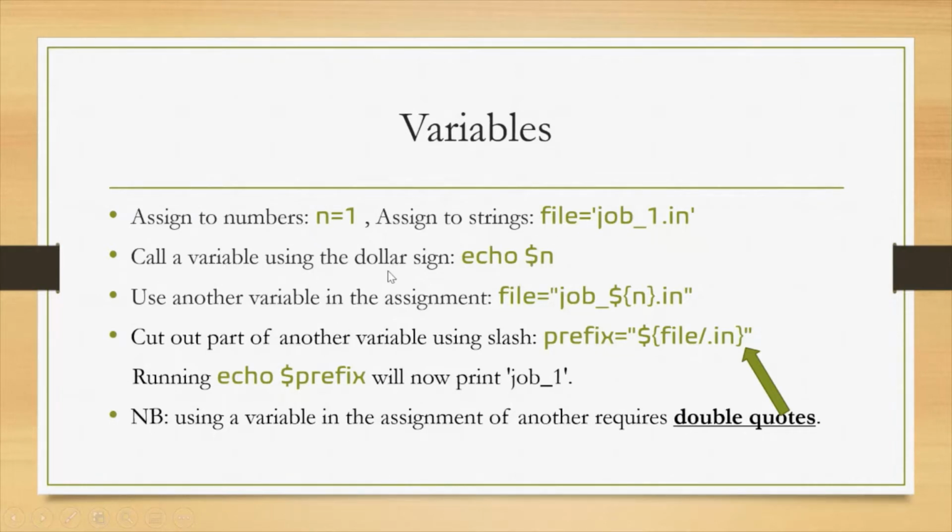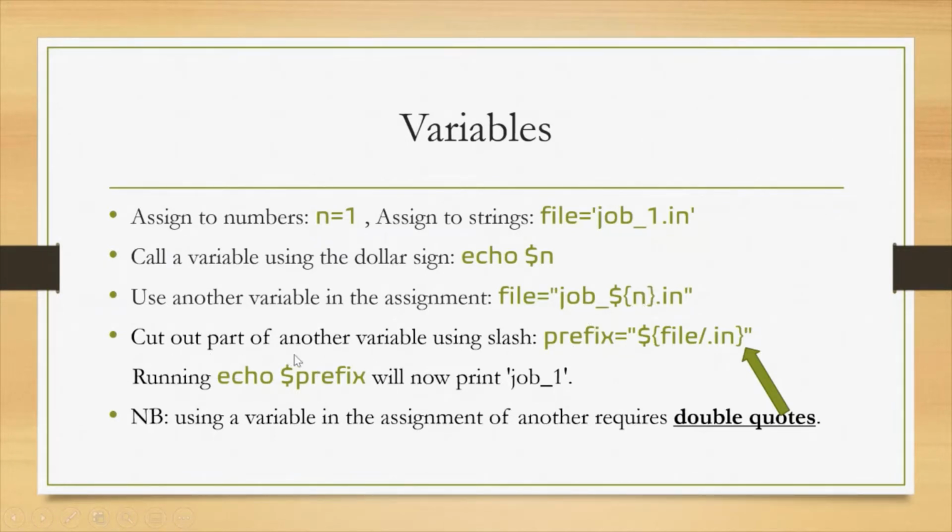You can call a variable by using the $ sign. For example, if you want to print a variable, write echo, the $ sign followed by the name of the variable, and it'll print out, in this case, 1. To use another variable in the assignment of a new variable, say if I want to make file using n, which is 1, this is the syntax. Here, note that we use double quotation marks because we're substituting in another variable. Again, you use the $ sign and you have to use the curly brackets here to mark the start and end of your variable name. So this will give you job_1 since n is 1.